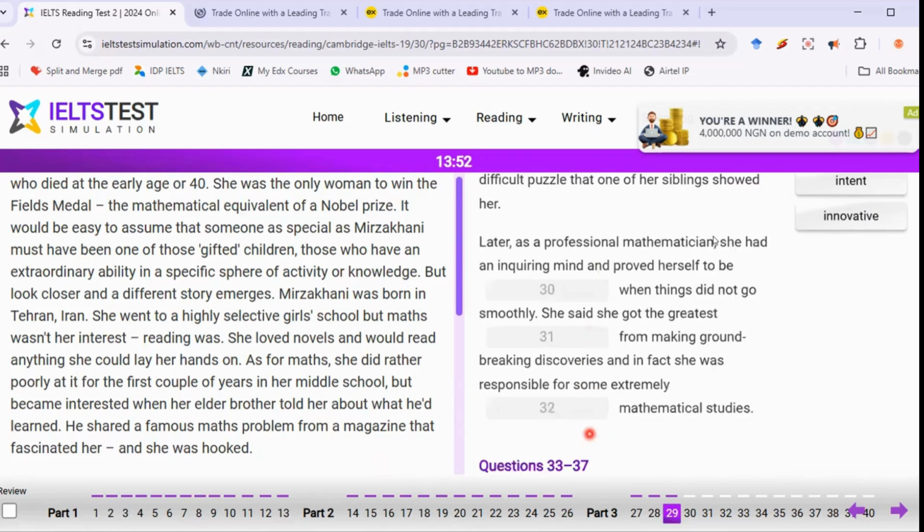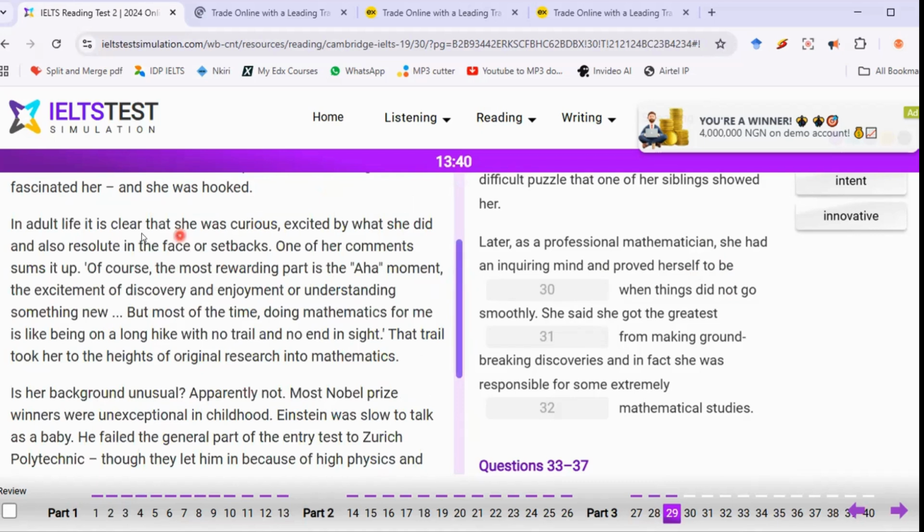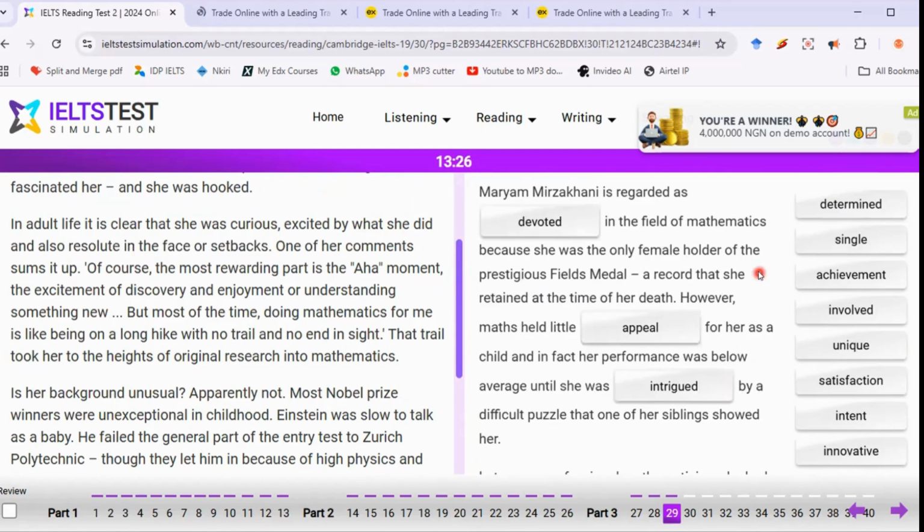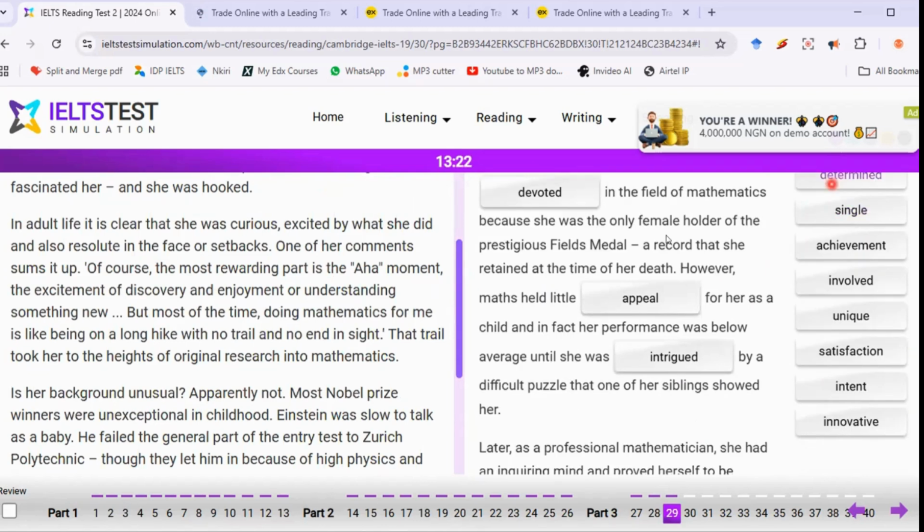Later, as a professional mathematician, she had an inquiring mind and proved herself to be dash when things did not go smoothly. Proved herself to be determined. Look at it here. Excited by what she did and resolute. Can you see that? Resolute in the face of setbacks. That's determined. Proved herself to be determined. There's a place for determined. That's going to be the answer for the next gap. Determined.